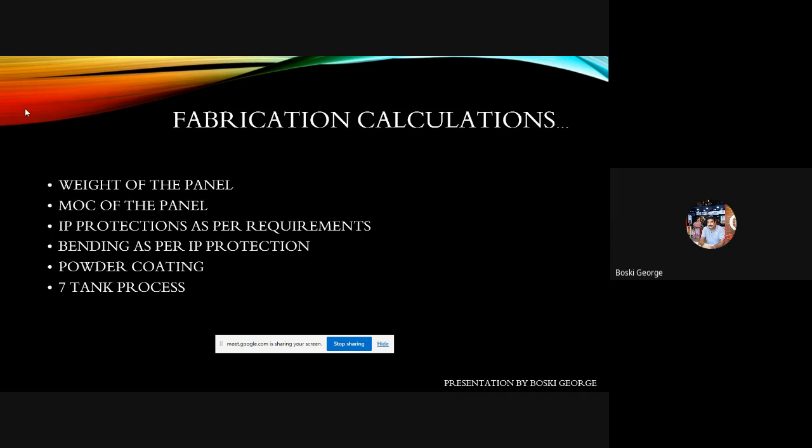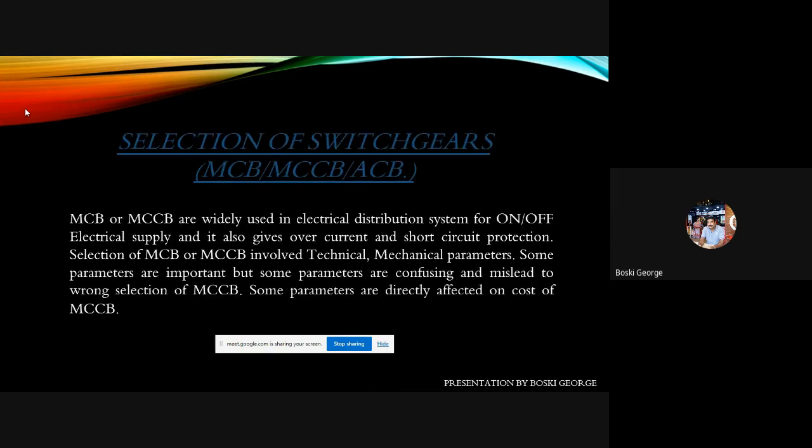Powder coating process, 7-tank and 3-tank process, as I said. All these things are the fabrication calculations that we are going to discuss deeply. And the selection of switchgear is a very important part of the panel designing of electrical control panels. Selection of switchgear is a vast area actually, so we have to concentrate a little more on this selection of switchgears.